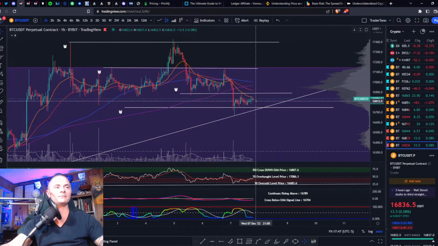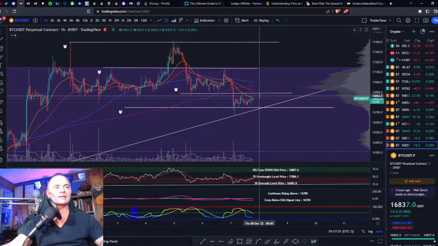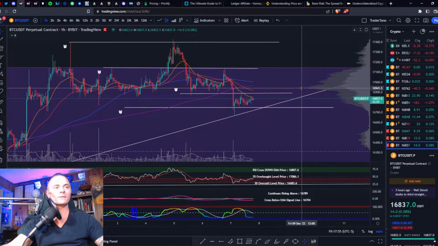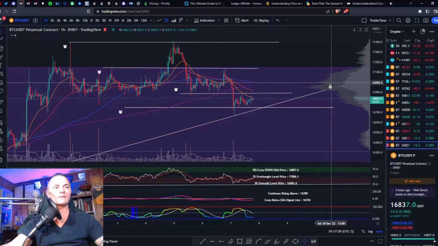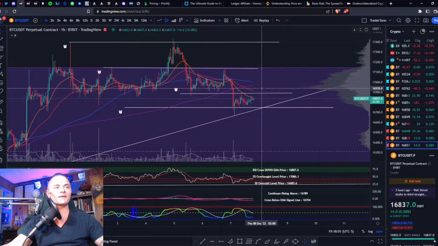Now, the question is, do we come up to the 50 and take out all these stop losses and where the point of control, the POC, is? We got the POC on the VPVR right in between the 50 and the 200. So that's going to be major resistance, okay? Between the 50 and the 200 is going to be major resistance if we do get up there.